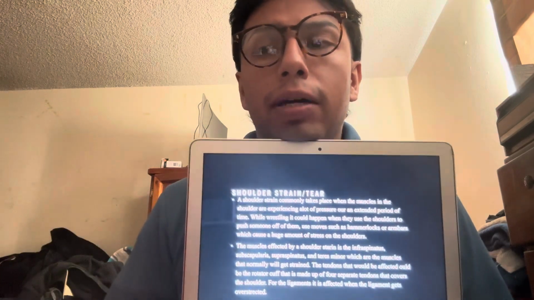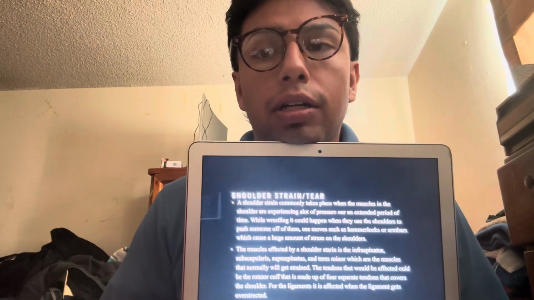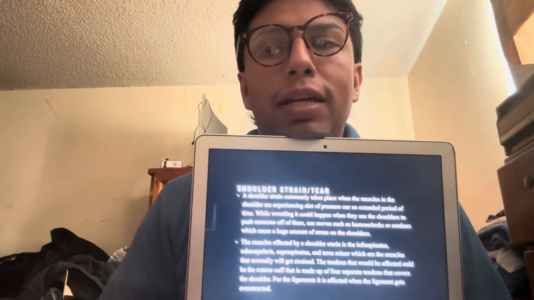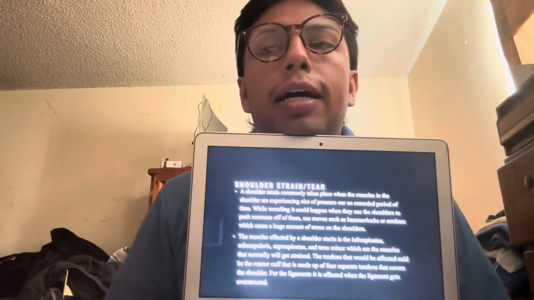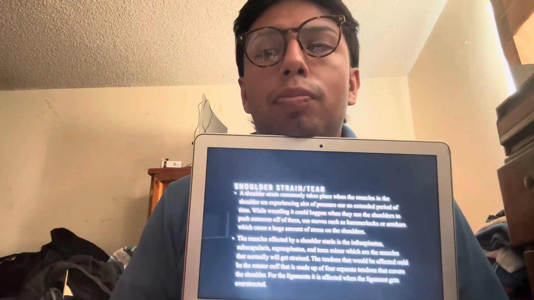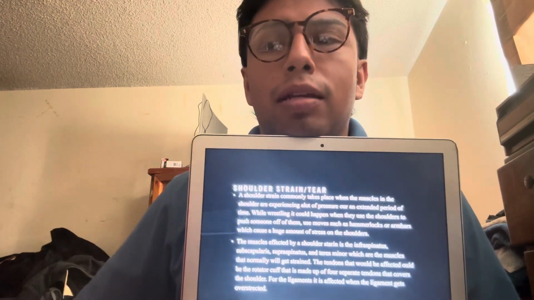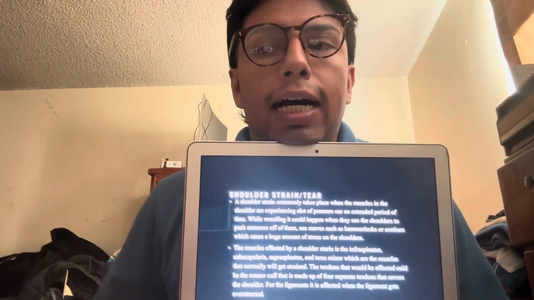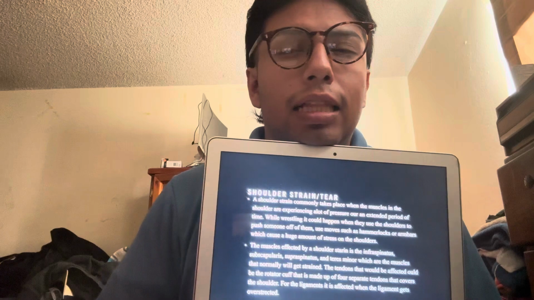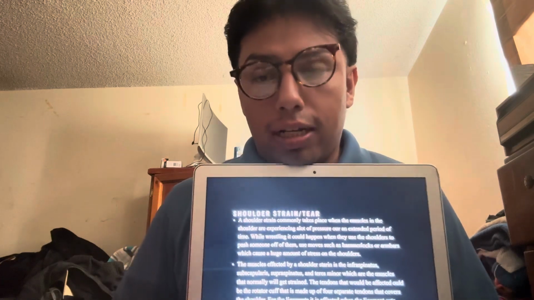The muscles affected by the shoulder strain are the infraspinatus, subscapularis, supraspinatus, and teres minor, which are the muscles that normally will get strained. The tendons that will be affected would be the rotator cuff, like the whole thing could be messed up. That is made up of the four separate tendons that cover the shoulder. And for the ligaments, the only thing that could happen to those is an overstretch, and that also could cause a strain in the shoulder.